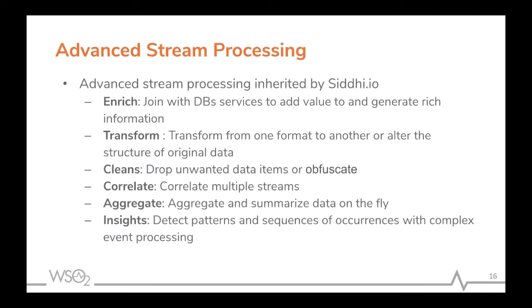As I said earlier, Siddhi is a very advanced stream processing engine. The stream processing capabilities of Siddhi, we would like to categorize under 6 main categories: enrich, transform, cleanse, correlate, aggregate, and insights. Enrich means you can add more information to data as you pass it on to the downstream consumers. Transform means you can transform data from one format to another, for example, from JSON to XML, or a simple JSON to a complex JSON.